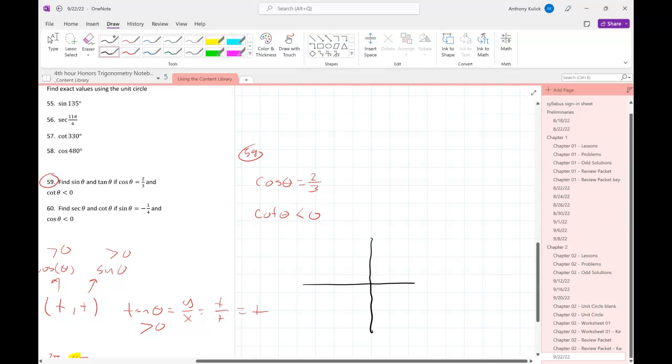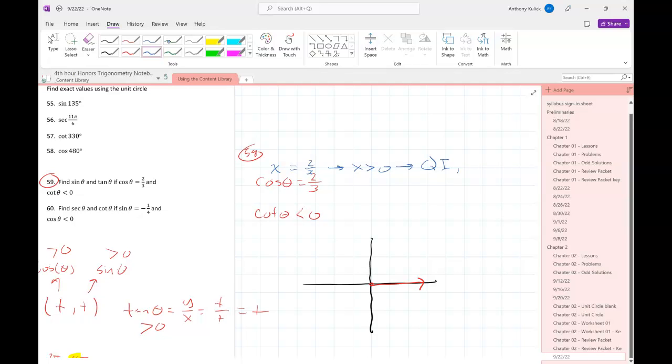I'm going to draw a picture. I know my initial side is here, but I don't know what quadrant I'm going to put the terminal side in. So I know that cosine is the same as x, so I know x is 2/3. But really all I care about is x is positive, because that tells me that theta has to be in quadrant 1 or quadrant 4.